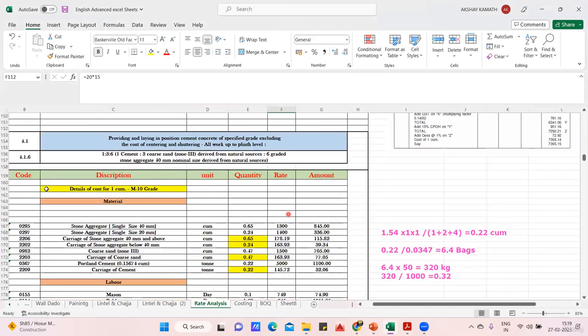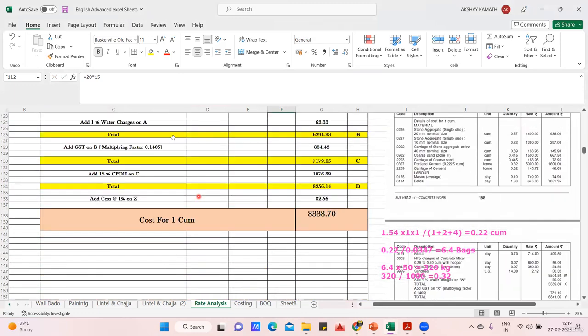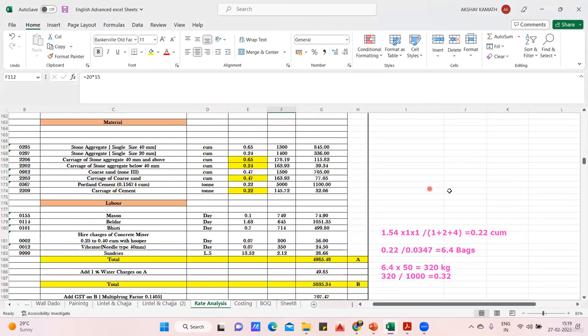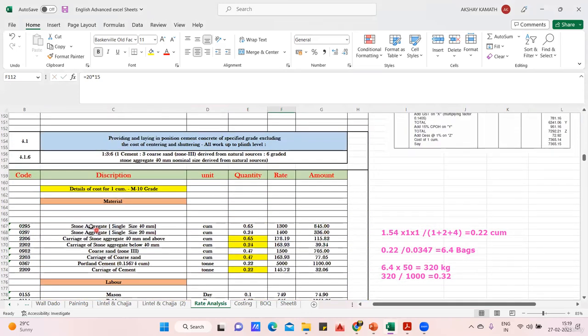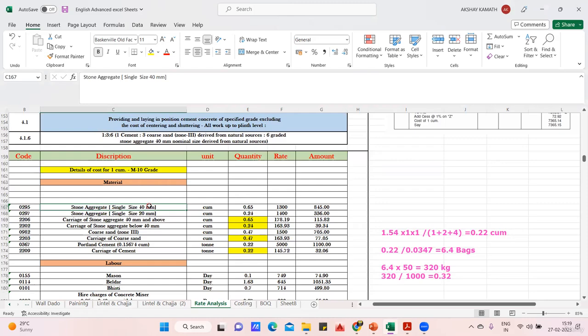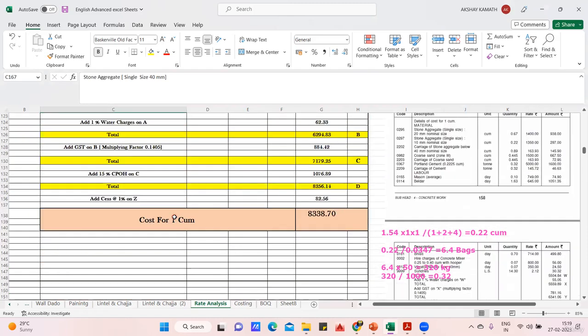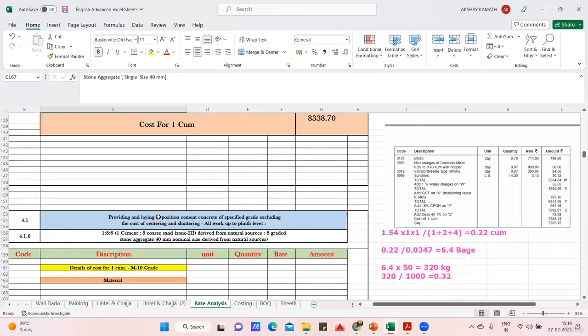Now we'll come to the next part. Next is whatever you did here, same thing. There is no change. I'll not explain to this level now. Same thing, nothing changes. Only what has happened here is the stone aggregate: since it's 1:3:6, we're using a 40 mm aggregate also. So stone aggregate 40 mm and 20 mm we are using. Here it was 20 and 10. Here it is 40 and 20.